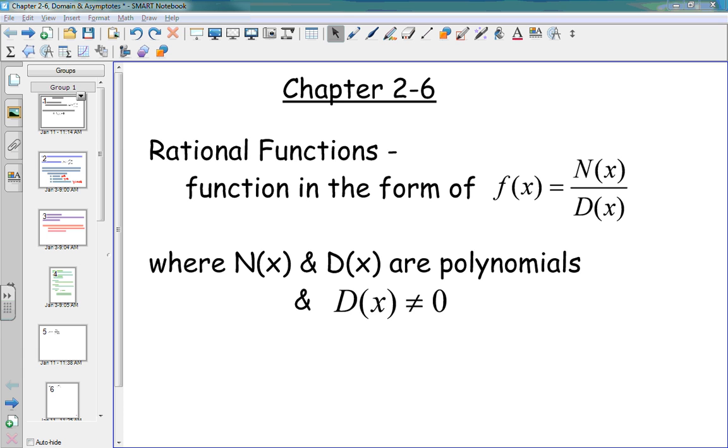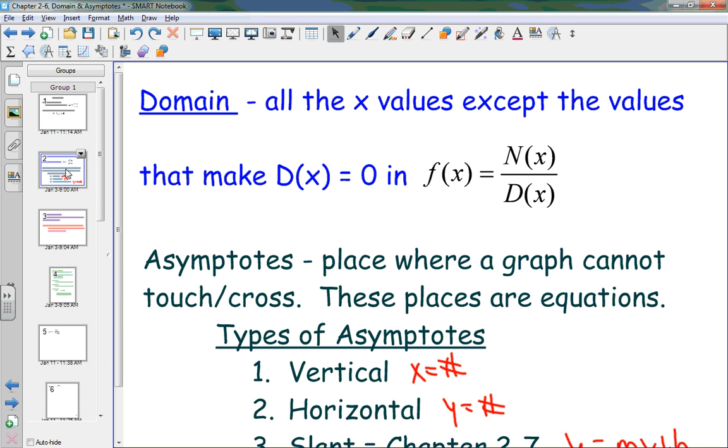Okay. Now, domain is all the x values except the values that make d of x equal to 0, in the function f of x equals n of x over d of x. In other words, if I'm looking for the domain, I'm looking for all the holes in the graph. Do we understand that? Where there's not a corresponding y value. In other words, I have an x value, but I have a hole in the graph. I don't have a y value that goes along with it.